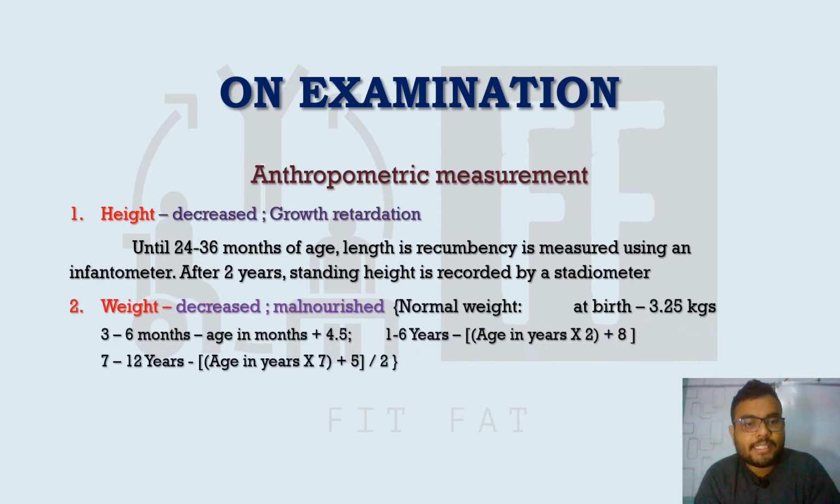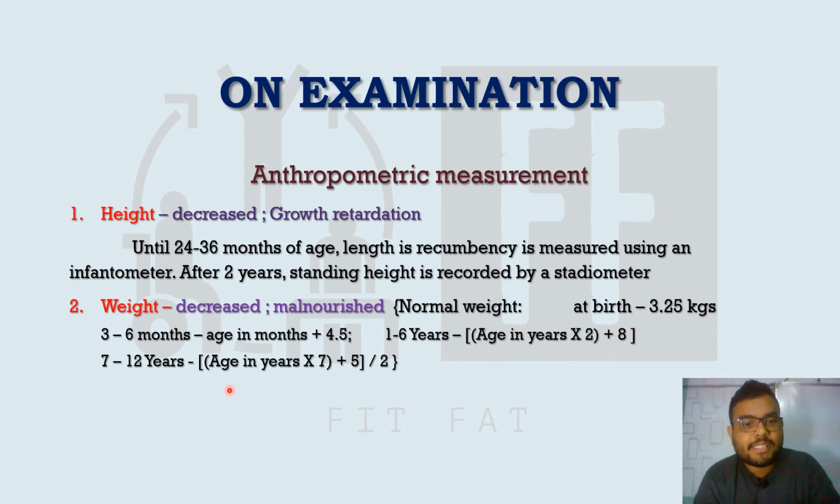Then you need to check the weight of the baby, right? In most of the cases it is decreased and the child is basically malnourished. So the normal weight at birth is 3.25 kgs, and at 3 to 6 months the weight needs to be the age in months plus 4.5. During 1 to 6 years, the weight needs to be age in years into 2 plus 8, right?